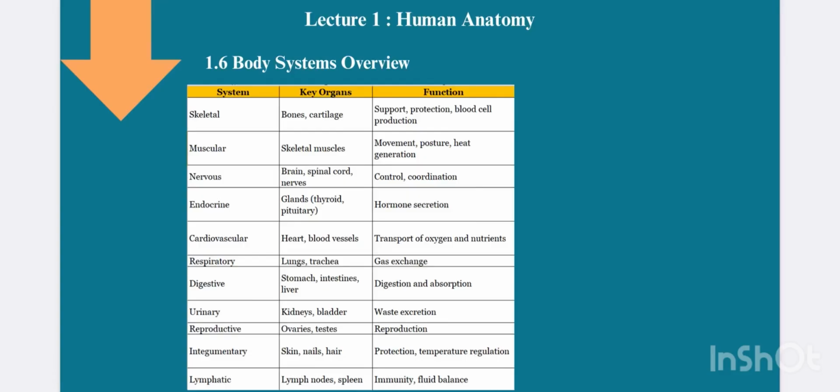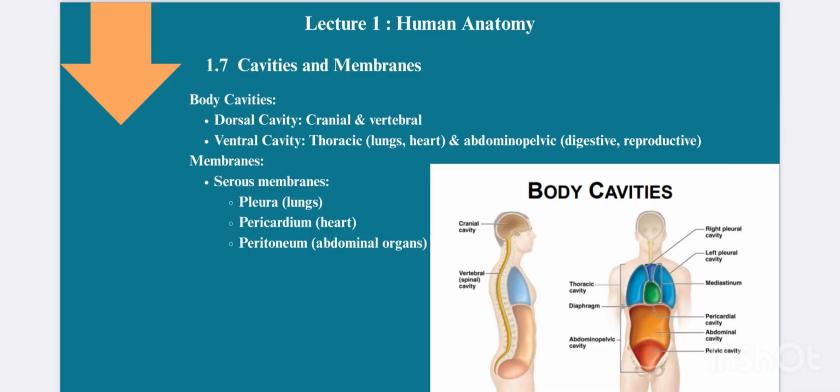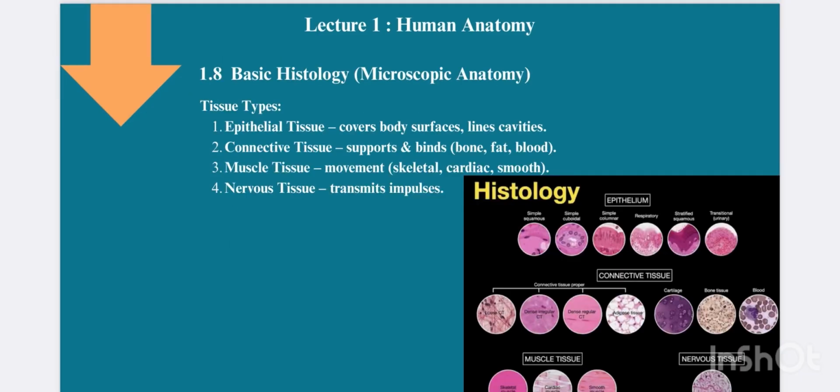Then cavities and membranes. There are two body cavities, the dorsal cavity and the ventral cavity. Dorsal cavity contains the cranial cavity, and ventral cavity has thoracic, which contains lungs and heart, and abdominopelvic, which contains digestive and reproductive organs. And last, membranes, serous membranes like pleura, which covers the lungs, pericardium, which covers the heart, peritoneum, which covers the abdominal organs.